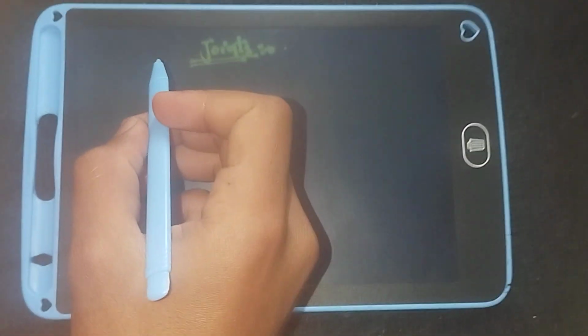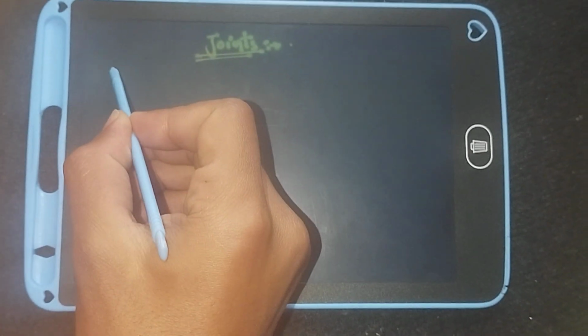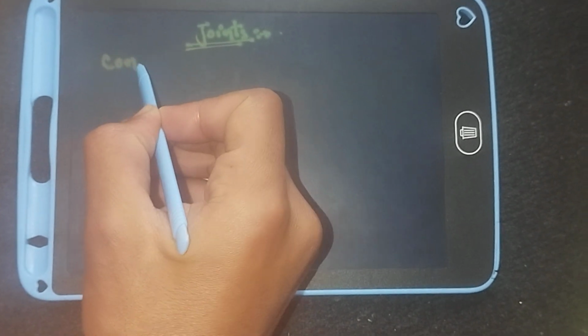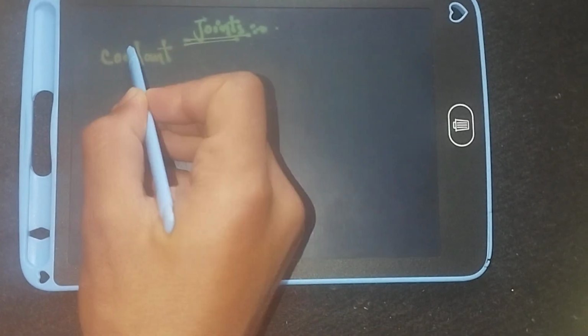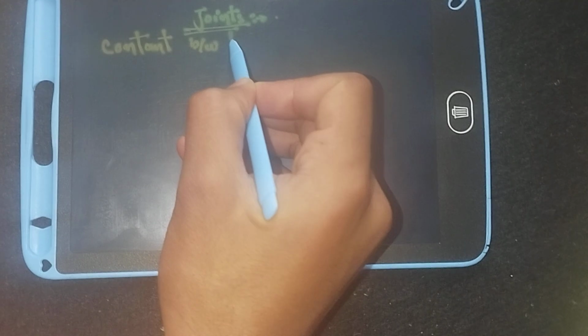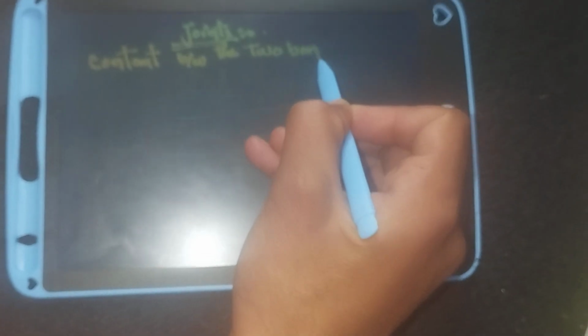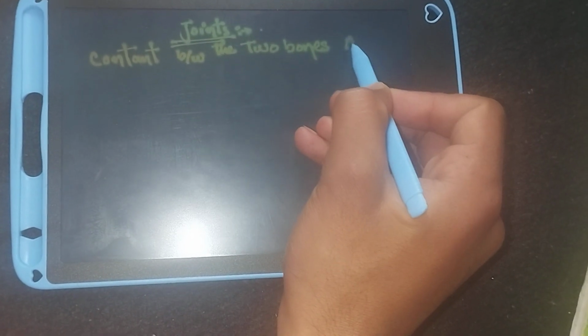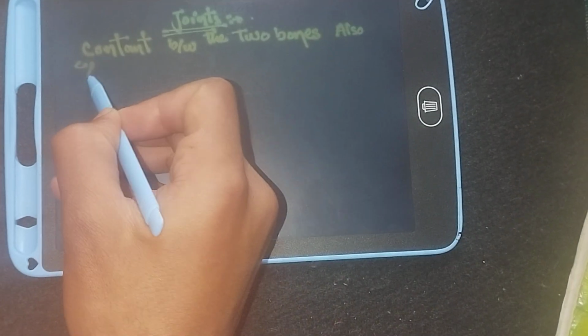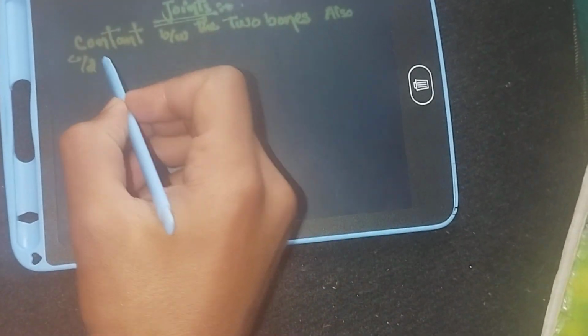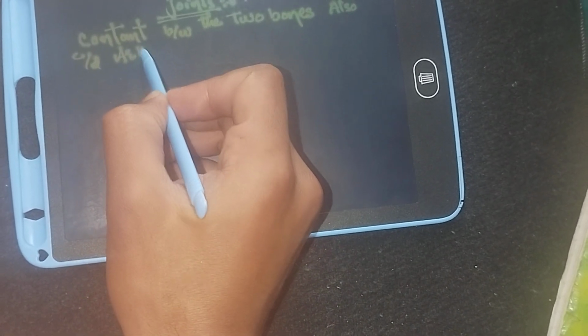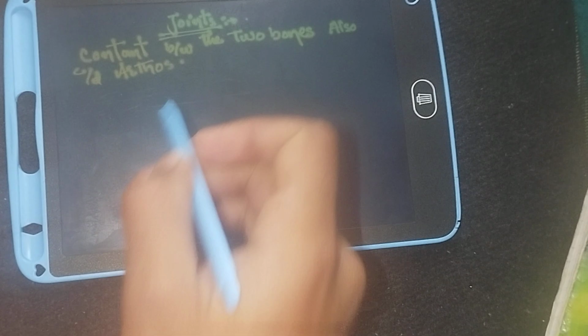Hello guys. So today our topic is joints. Firstly, we will see what a joint is. A joint is actually contact between two bones. It is also called orthos. So we can say joint or orthos.